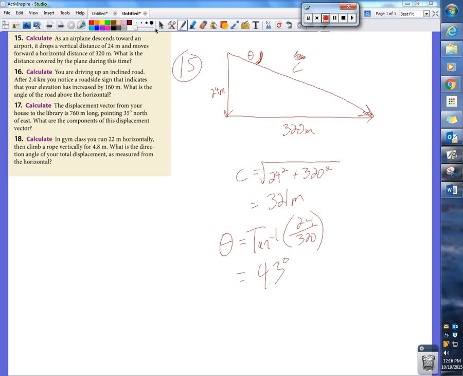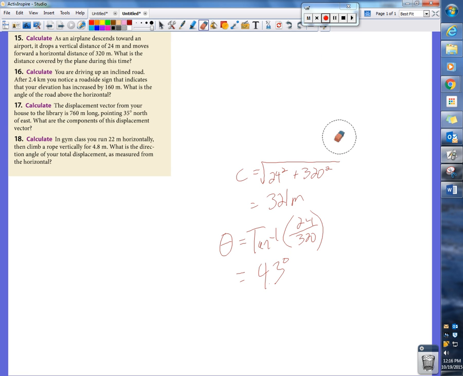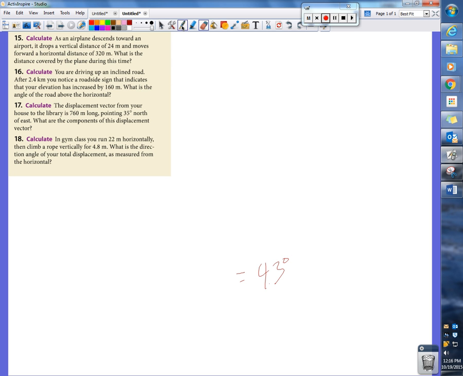So next one is number 16. Another components problem. Driving up an inclined road, after 2.4 kilometers, so notice the units there, you notice a roadside sign that indicates your elevation has increased by 160 meters. What is the angle of the road above the horizontal?